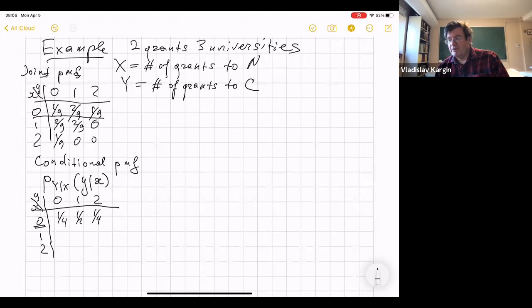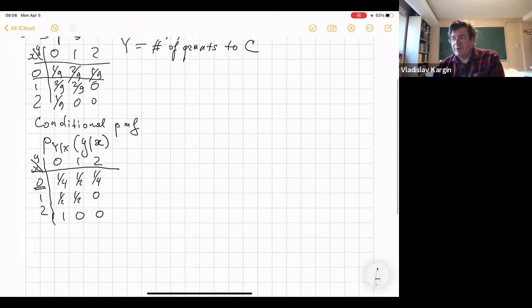So we take 1/9, 2/9, 1/9 and divide by the coefficient, which was 4/9, and get these numbers. And we can do this with every row. We'll get here 1/2, 1/2, 0, and here we'll get 1, 0, 0. So this is a conditional PMF.